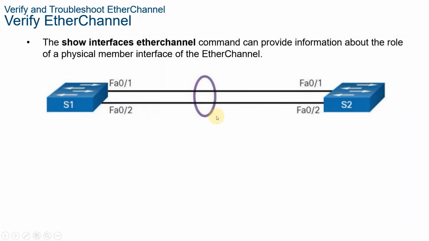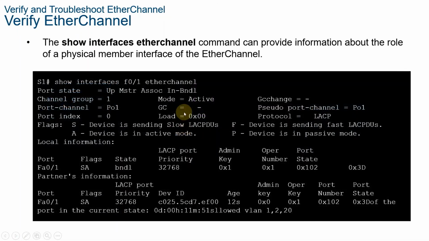The next one is the show interfaces EtherChannel command. On any physical interface member of an EtherChannel bundle, the show interfaces EtherChannel command can provide information about the role of the interface in the EtherChannel, as shown in the output. The interface FastEthernet 0/1 is part of the EtherChannel bundle. The protocol for this EtherChannel is LACP.